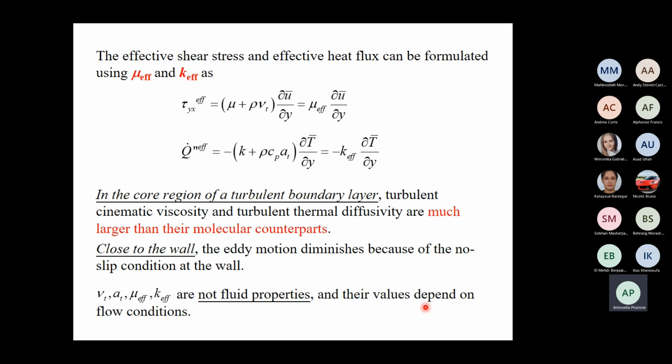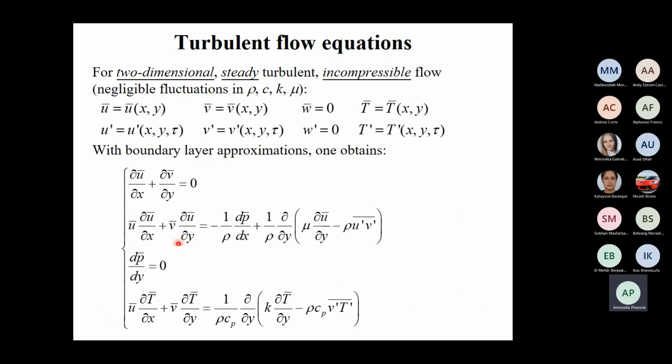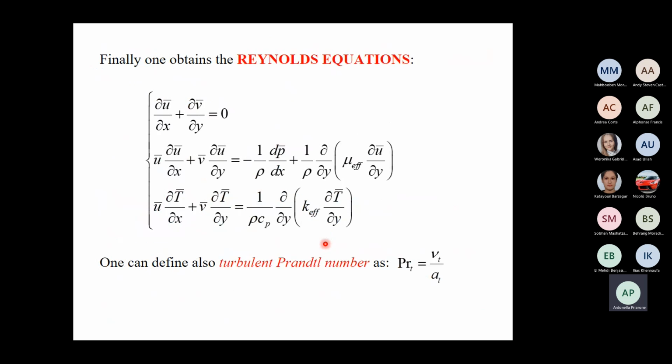Remember, ν_T and α_T are not fluid properties, because they depend on the flow condition. With the introduction of these new parameters, I can write this list of equations in a new form. That is this one, the Reynolds equations, in which the second member of the x momentum equation and the second member of the energy equation include, using this μ_eff and k_eff, also the effect of turbulence.